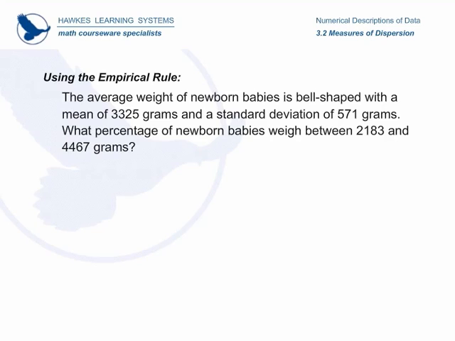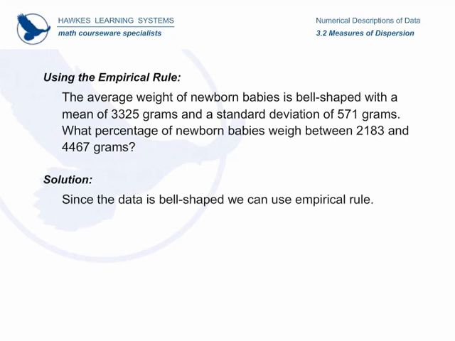Next, let's take a look at an example using the empirical rule. The average weight of a newborn baby is bell-shaped with the mean of 3,325 grams and a standard deviation of 571 grams. So we ask, what percentage of newborn babies weigh between 2,183 and 4,467 grams? For a solution, after we plot this data on a histogram, we see that since the data is bell-shaped, we can use the empirical rule.